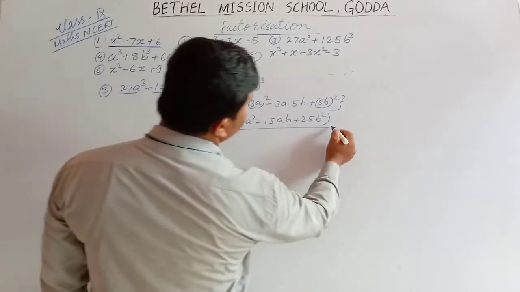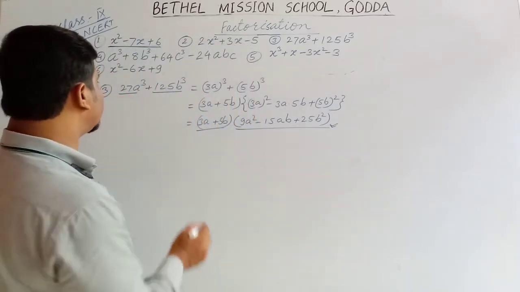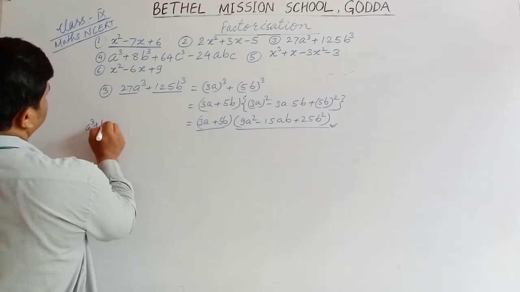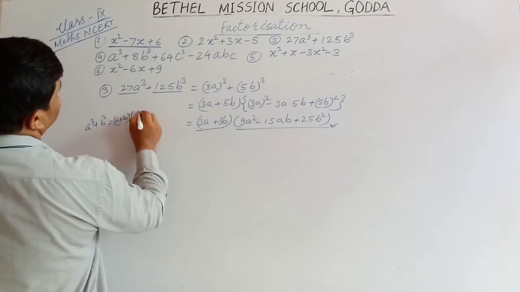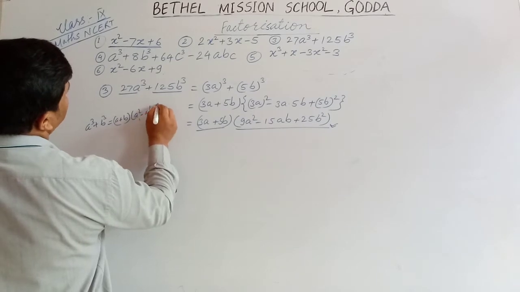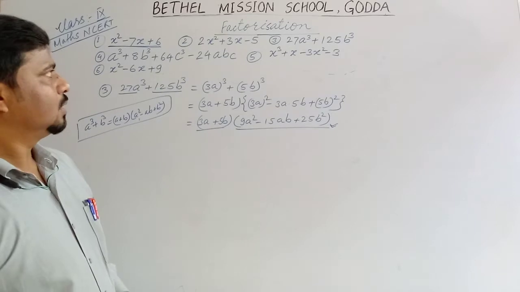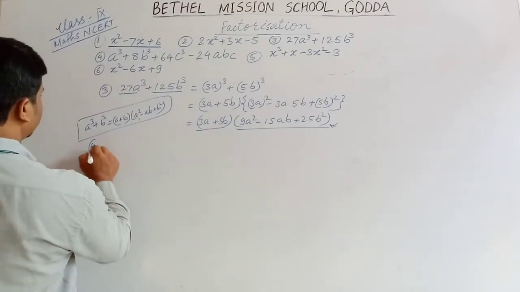So here we used an algebraic identity, and the algebraic identity is a cube plus b cube, and this equals a plus b into a square minus ab plus b square. We applied this identity here. Next question, question number 4.